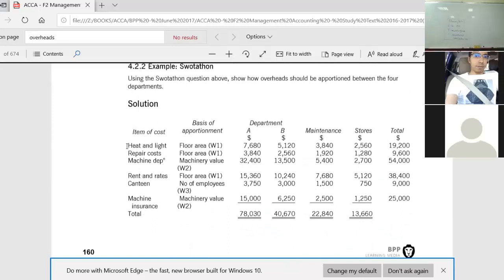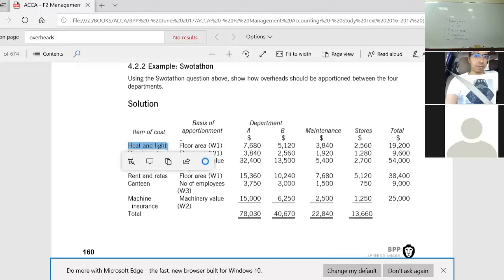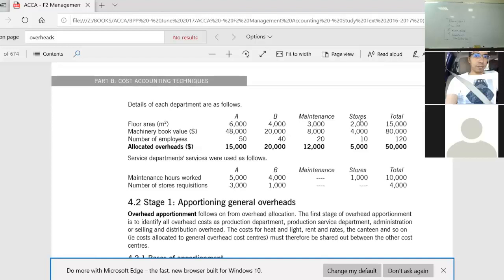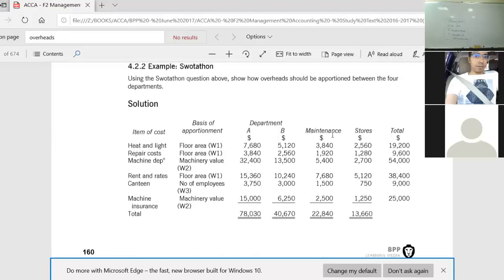Here what you can see is cost number 1, heat and light, distributed on the basis of floor area. The floor area ratio was 6:4:3:2. So if you take the total cost, 19,200, divide by 15, multiply by 6. In one calculation, you can check 19,200 multiplied by 6 divided by 15. Are you guys getting 7680?